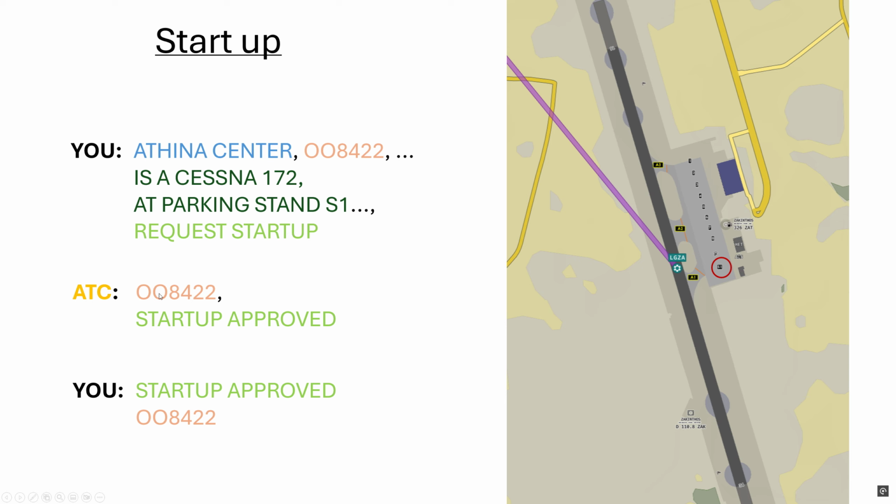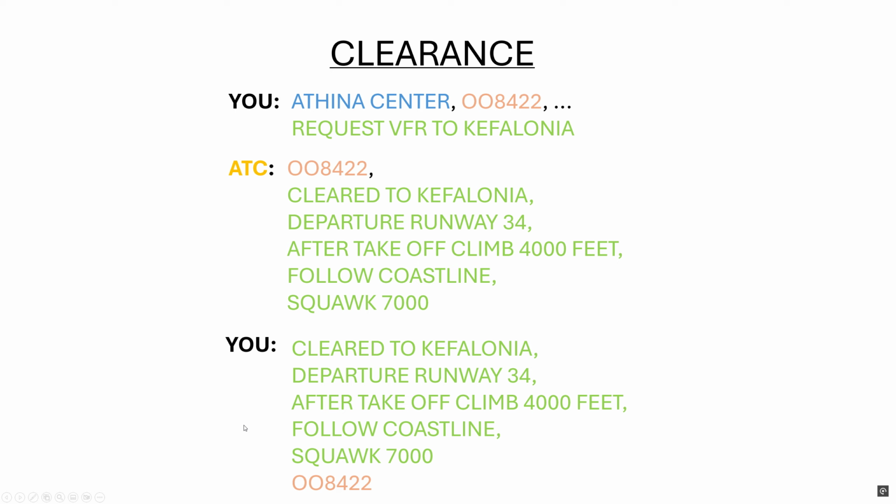ATC will answer Oscar 8422, startup approved. And you would confirm that you have understood the message by saying startup approved, Oscar 8422. At that moment, you would start up your engines. Then you need to ask clearance. Even for VFR, you need to ask clearance. So how would that go? You would say, Athens Center, Oscar 8422, request VFR to Kefalonia.